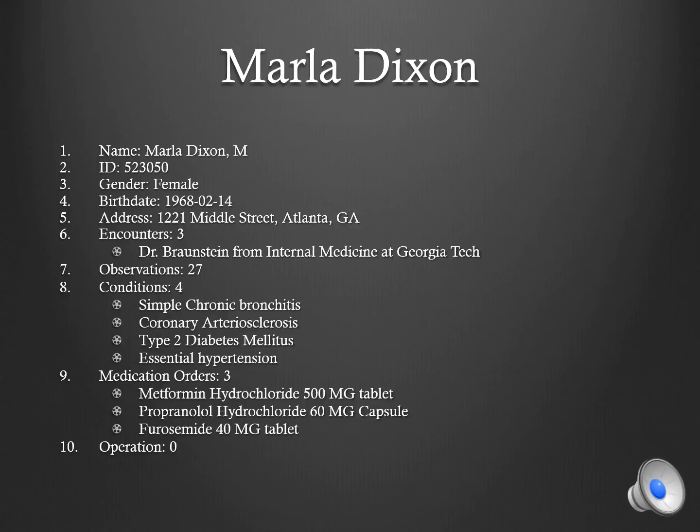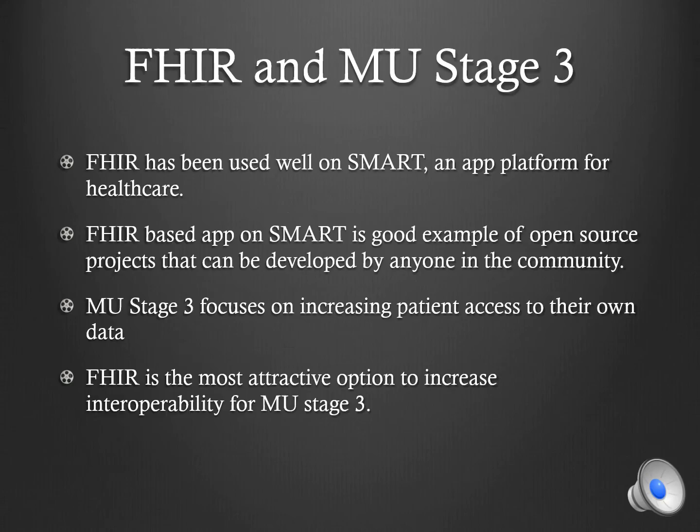This time, by using the GT FHIR server, I retrieved some information about Marla Dixon, who is our favorite patient in this course. Here is all the information I found about this patient. I found her name, ID, gender, birth date, and address. By using her ID, I was able to find 3 encounters, 27 observations, 4 conditions, 3 medication orders, and 0 operations.